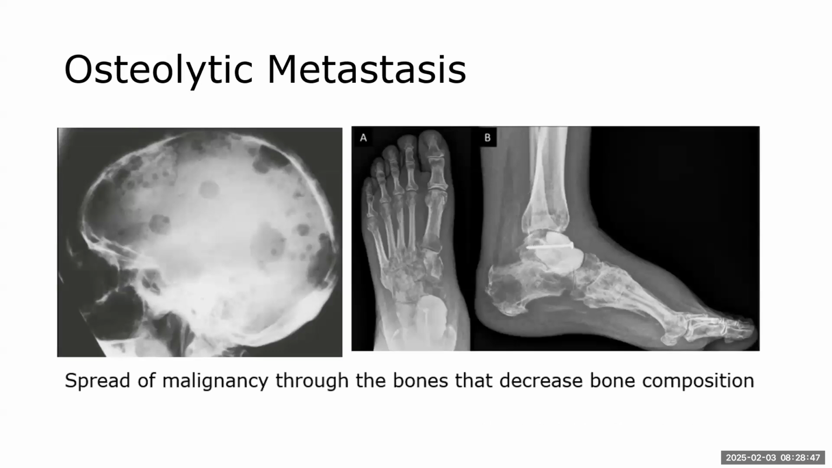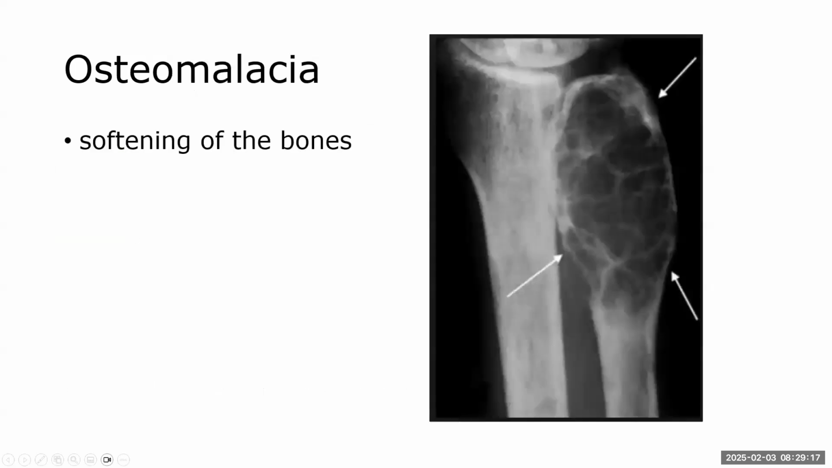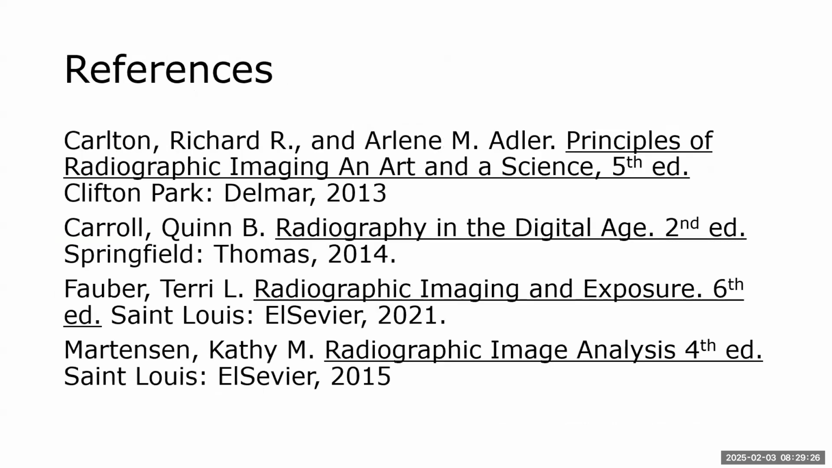Here's the osteolytic metastasis. This is spread of malignancy throughout the bones that decreases bone composition. In the osteoblastic, do you remember how we saw bony tumors throughout? It increased, it added to the bone. Here, it looks like punch outs, like parts of the bone have just been punched out. That's what all of these tumors are. That is not good. And then osteomalacia is softening of the bones. You can see that at the end of the bone there.